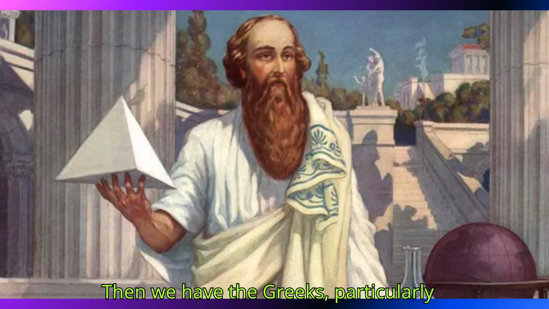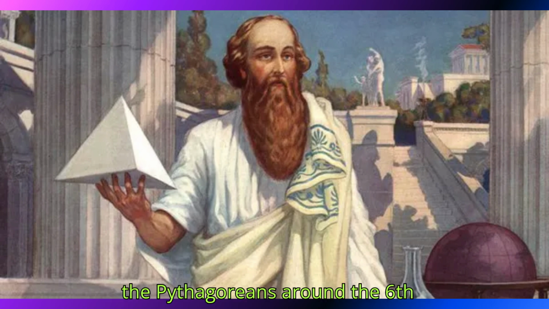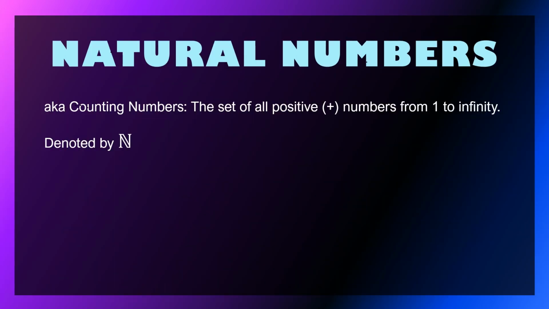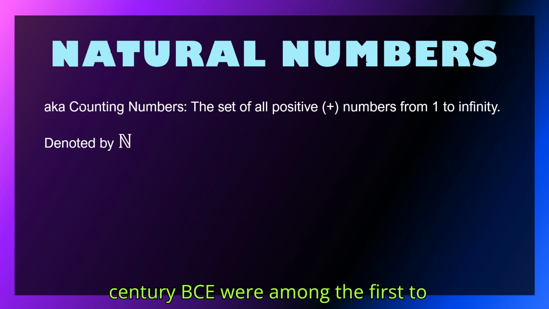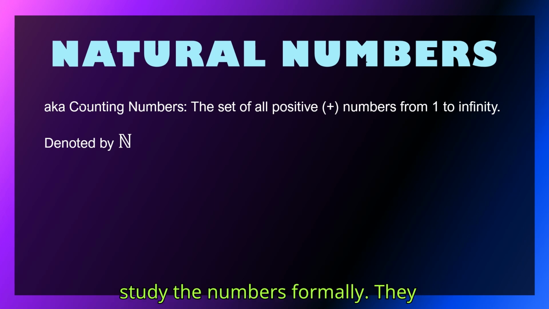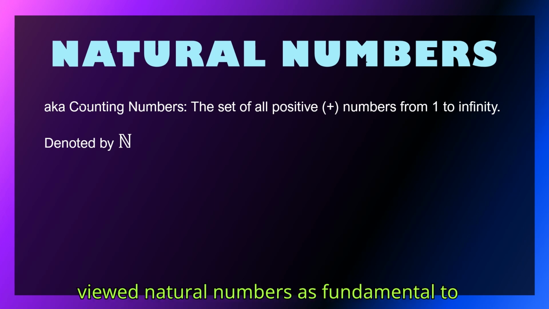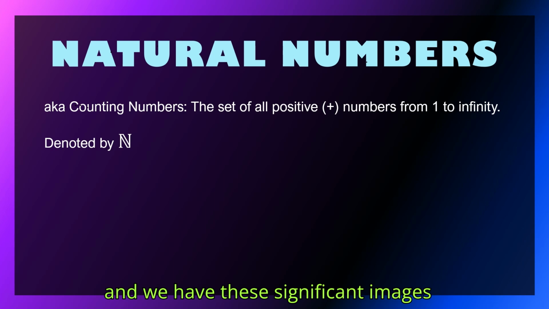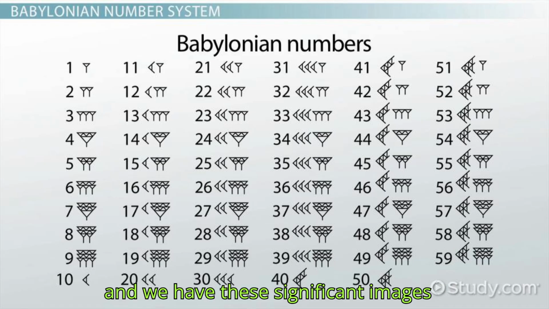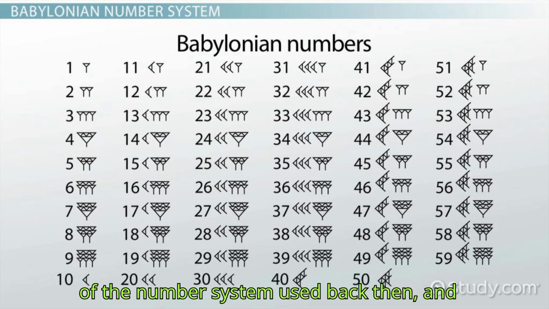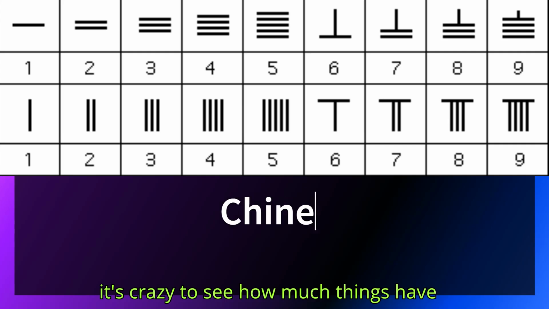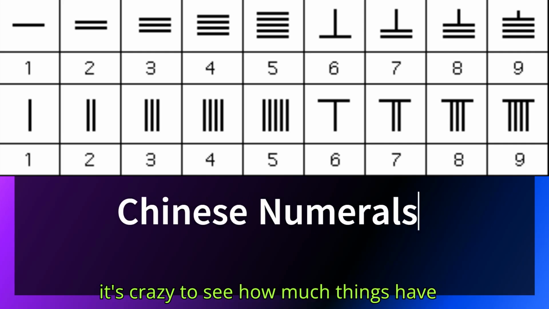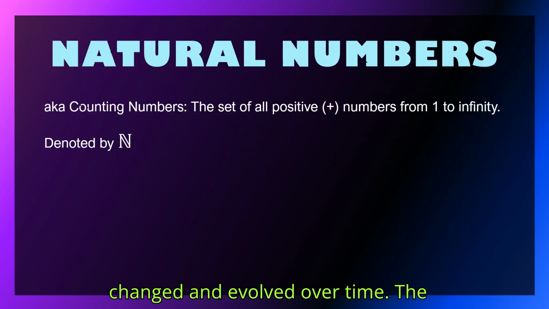Then we have the Greeks, particularly the Pythagoreans around the 6th century BCE, who were among the first to study numbers formally. They viewed natural numbers as fundamental to understanding the universe. And we have these significant images of the number systems used back then. It's crazy to see how much things have changed and evolved over time.